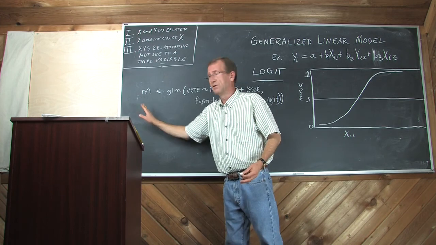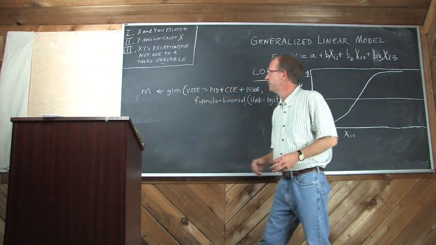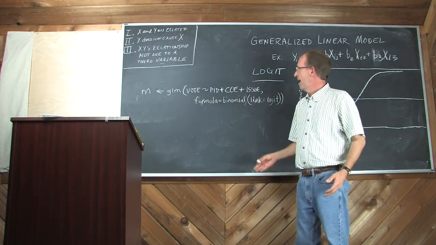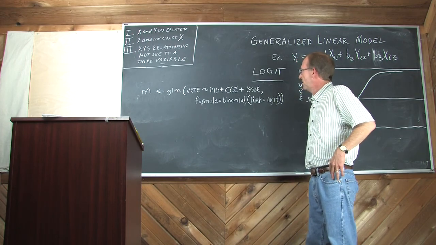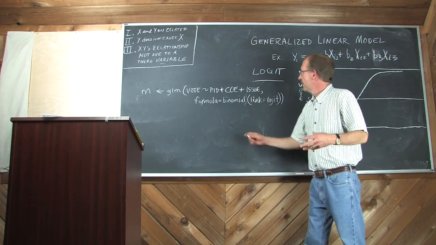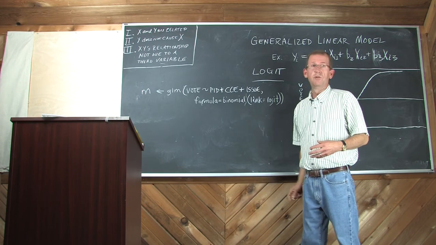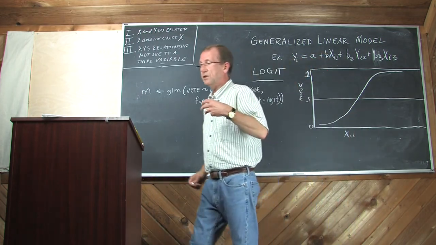That's going to save the results, or keep the results, and then you can just type M after you've done this, and it'll display them. So the only thing you're adding here is the formula is binomial. So we're changing the distribution.